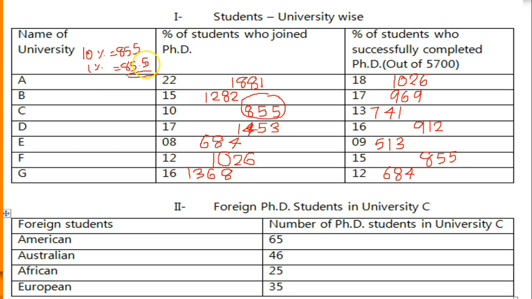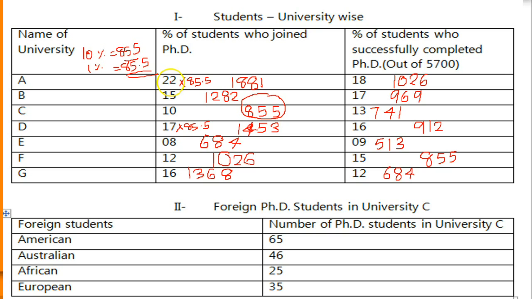So 1% is 85.5. To find 22%, just multiply 22 with 85.5. To find 15%, multiply 15 with 85.5. 10% into 85.5, you get the already given 855. 17 into 85.5, you get 17%. So from the given 10% equal to 855, we have found that 1% is 85.5, and we'll be finding all the rest of the percentages.